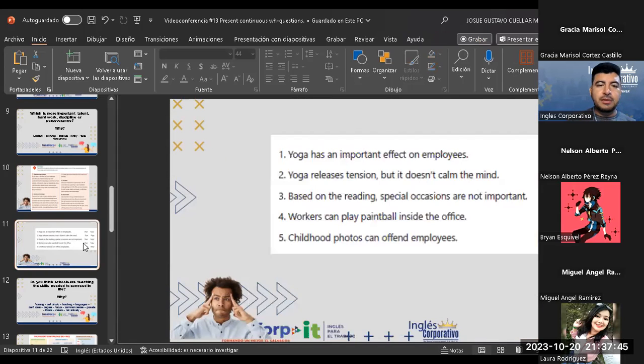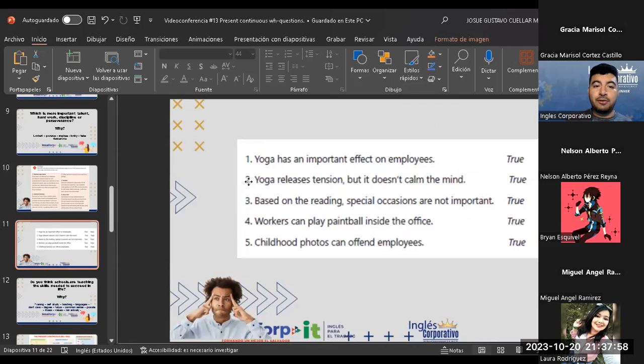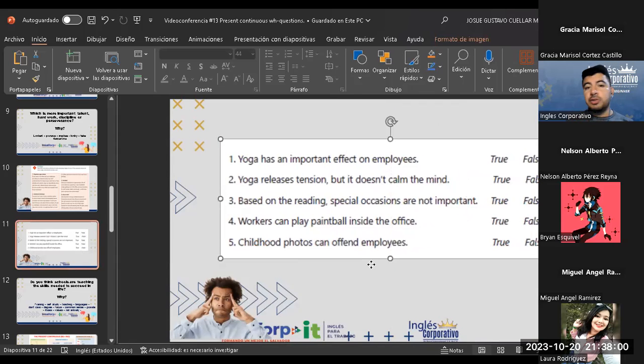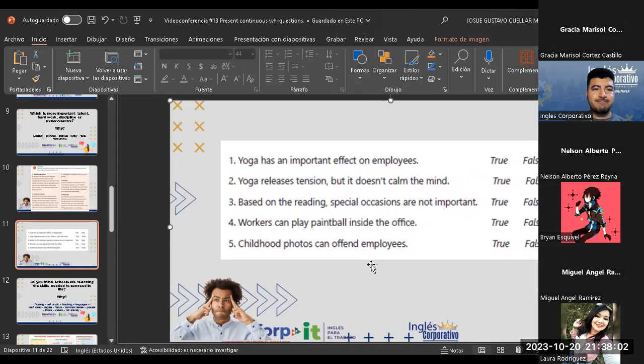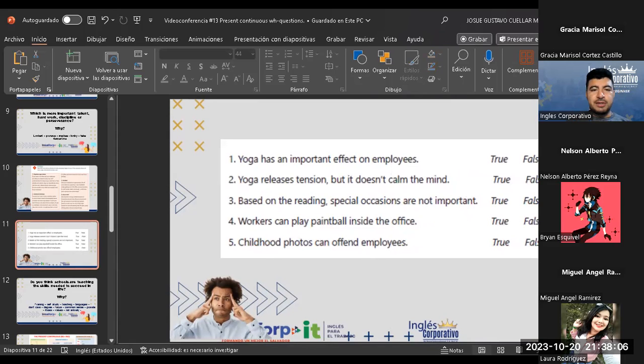So let's see. Here we have 1, 2, 3, 4, or 5. Please, I need you to read these sentences, and you tell me if that is true or false. Me dicen si es verdadero o falso. Maybe we can have some volunteers.